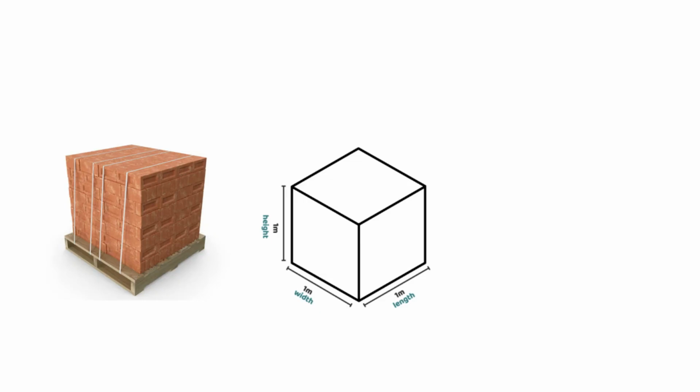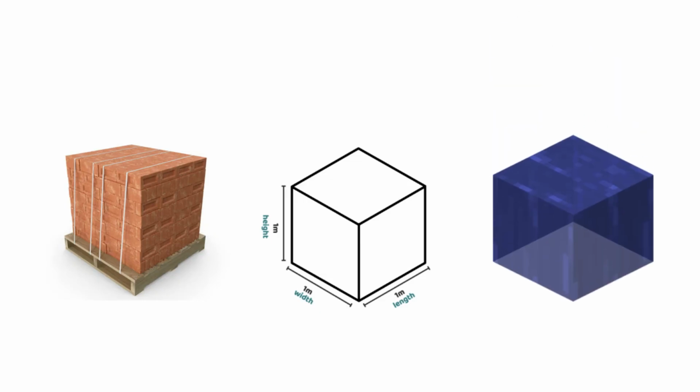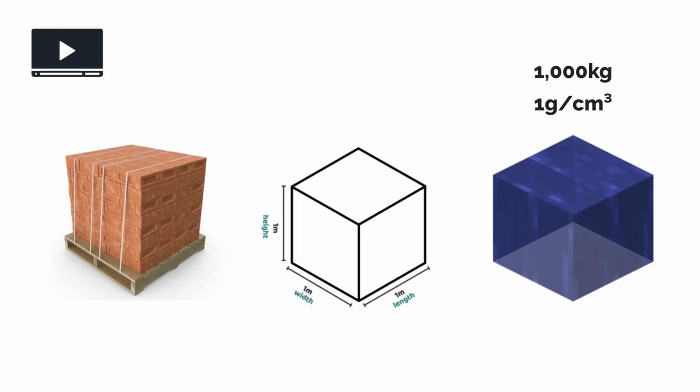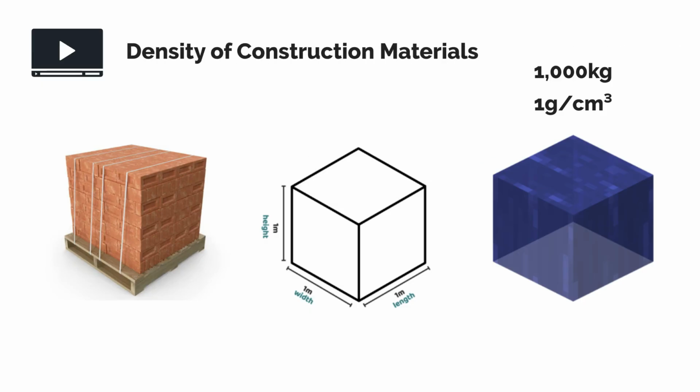For example, if we fill it with water, it will weigh 1,000 kilograms, or 1 ton, giving it a density of 1 gram per cubic centimetre. In this video, we'll be using this cube to compare the density of various materials used on a construction project.